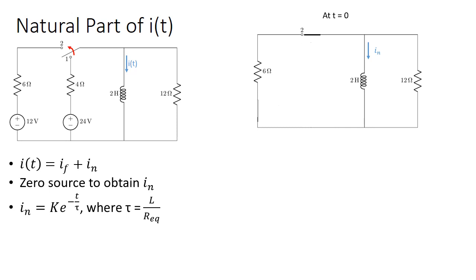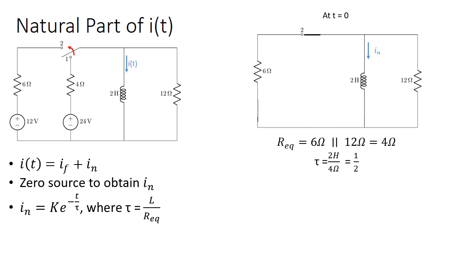For this particular circuit, since it has an inductor in it and some resistors, tau is going to be the inductance divided by the equivalent resistance, and that equivalent resistance is from the point of view of the inductor. So from the point of view of the inductor, there are two resistors in parallel with each other, the 6 ohm resistor and the 12 ohm resistor. So the equivalent resistance is 4 ohms because the 6 and the 12 are in parallel.